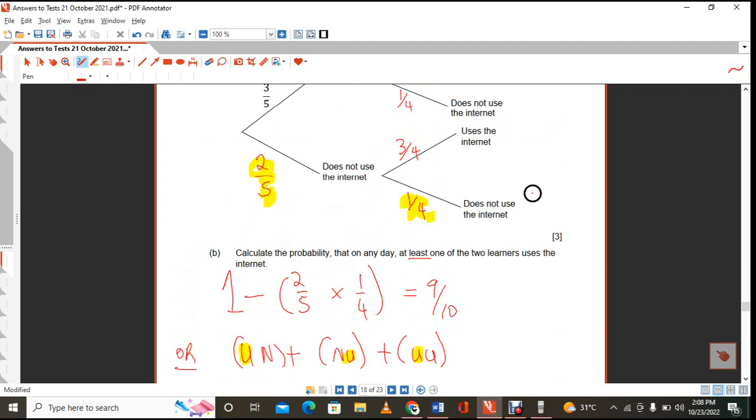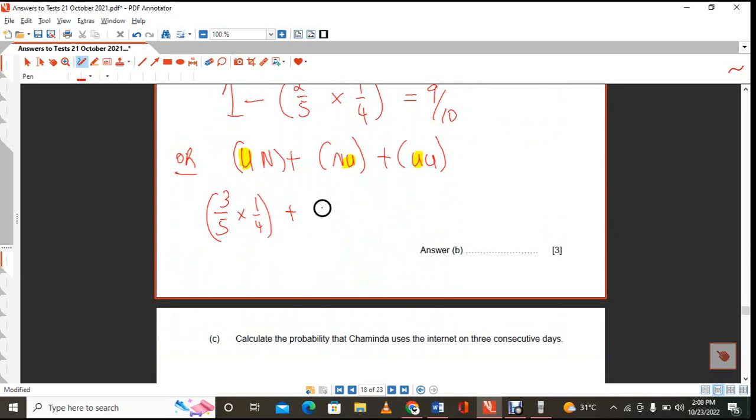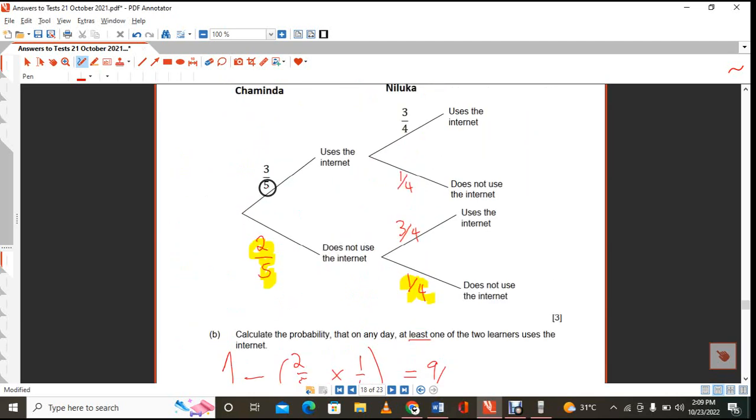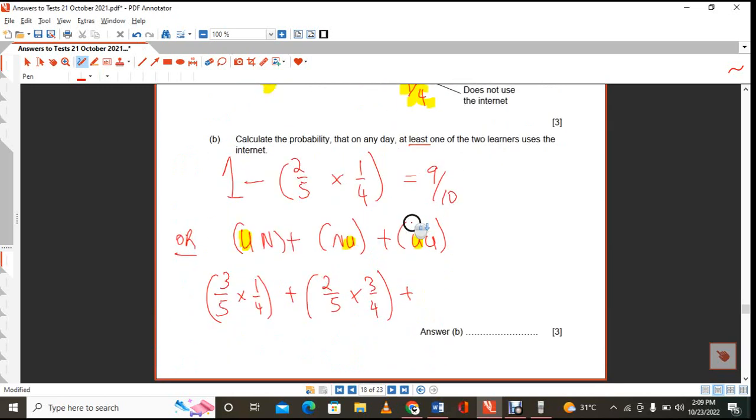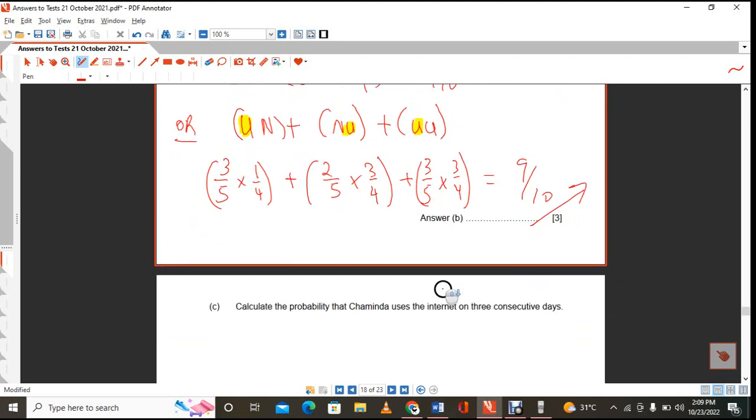So 2 over 5 times 3 quarters. Here I'm going to have 2 over 5 times 3 over 4. And using the internet, that means 3 over 5 times 3 over 4. Well, 3 over 5 times 3 over 4, if you do that, you're going to get 9 over 10 as well. So whichever way you take it, that brings you to that answer.